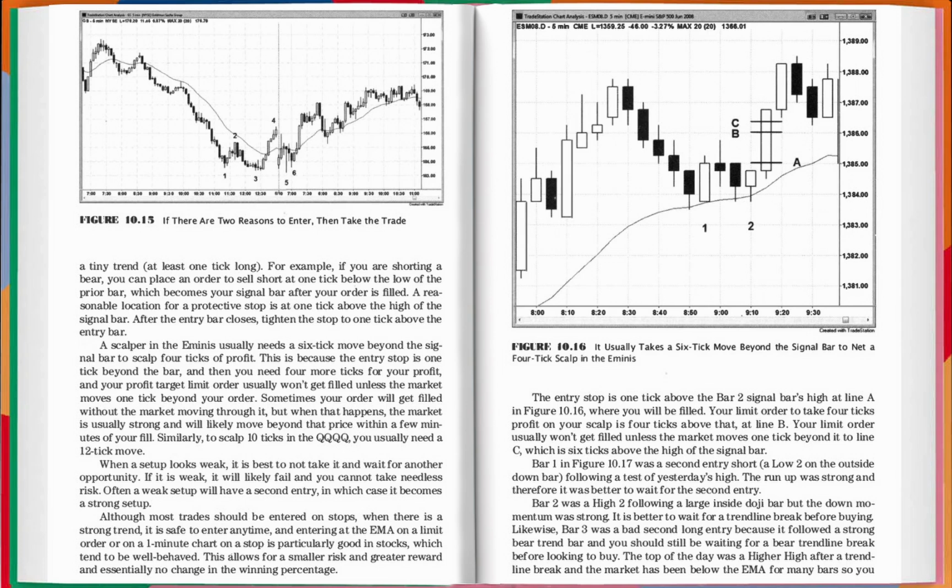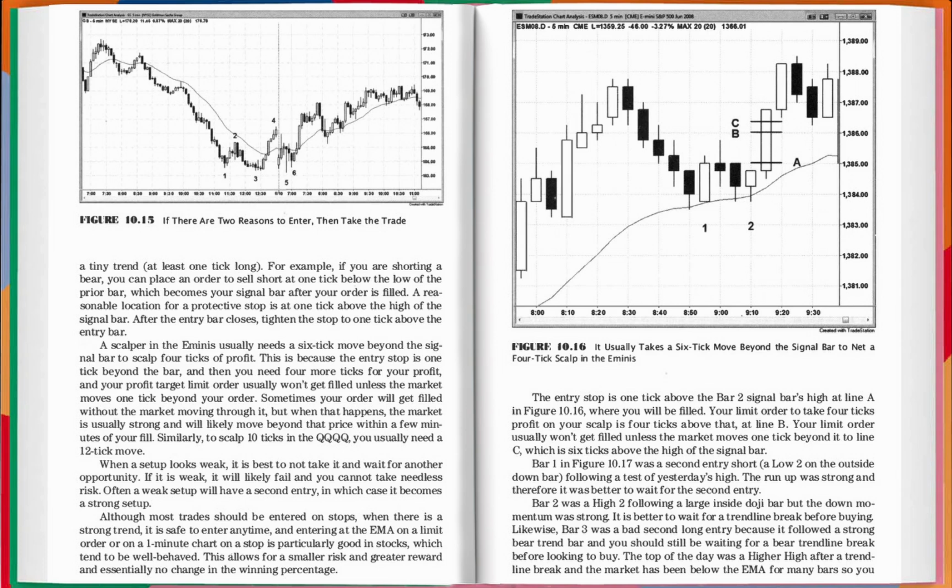The entry stop is 1 tick above the bar 2 signal bar's high at line A in figure 10.16, where you will be filled. Your limit order to take 4 ticks profit on your scalp is 4 ticks above that, at line B. Your limit order usually won't get filled unless the market moves 1 tick beyond it to line C, which is 6 ticks above the high of the signal bar.